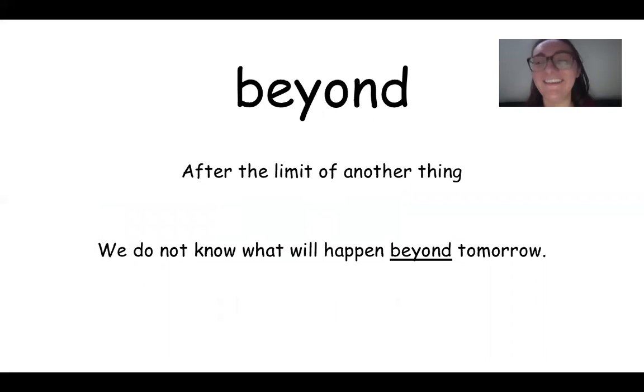Now the word beyond. This one, it was hard for me to describe. So this is beyond, and it's after the limit of another thing. So where one thing ends, it is past that. So the example that I wanted to show you is in the sentence, we do not know what will happen in the future beyond tomorrow. Well, you could say that you don't know what'll happen beyond today, right? But beyond just means here's something, and beyond is after it, right? And you can be using it to talk about time, beyond tomorrow.